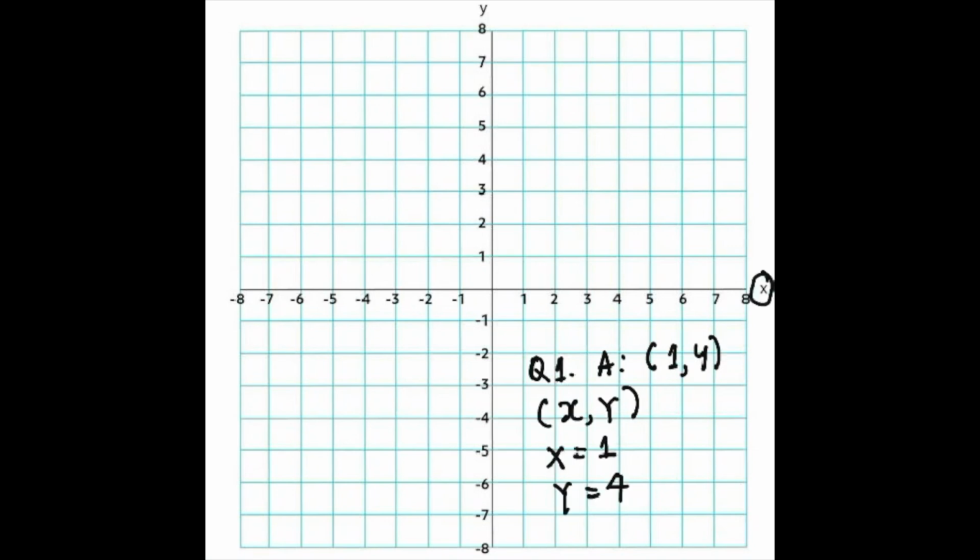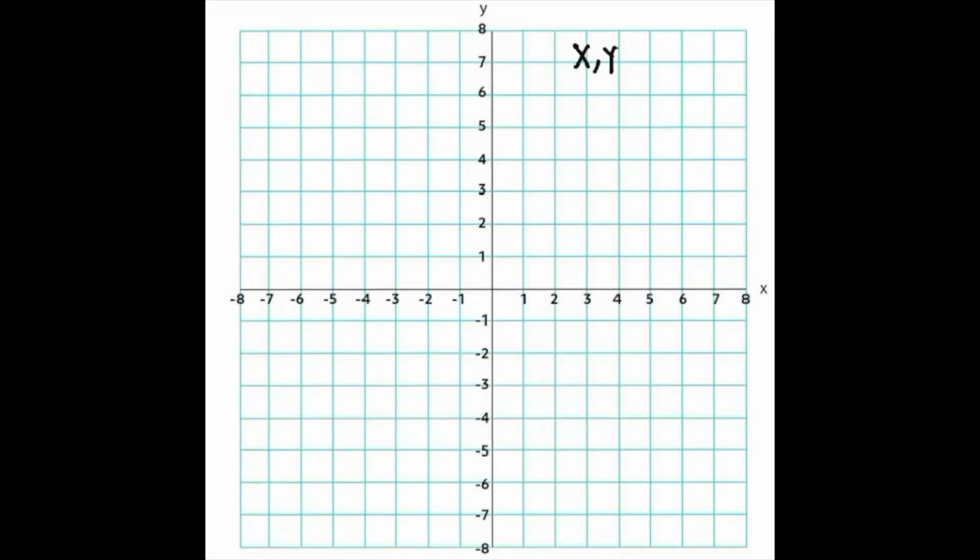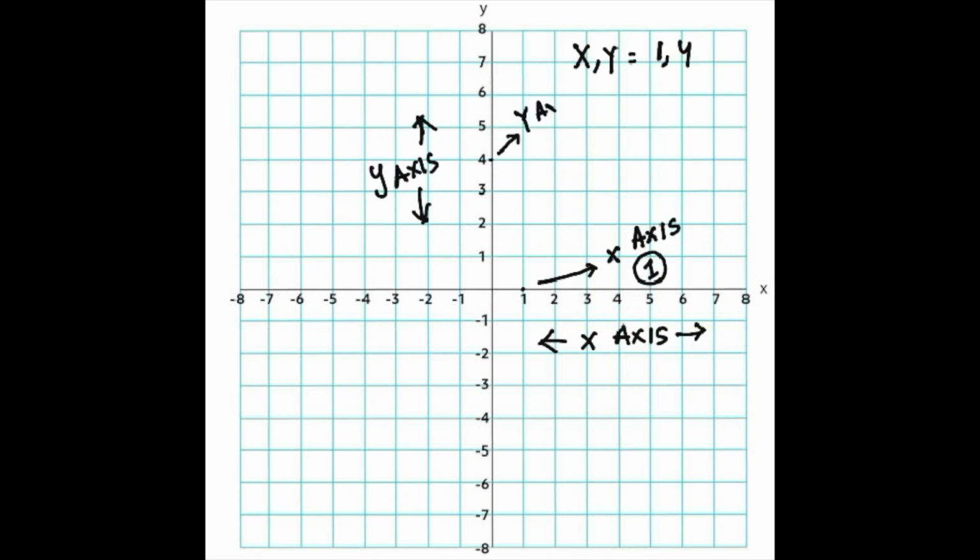and y is 4. Now (x, y) is equal to (1, 4). So this is the x-axis and we have to find the point 1. So this is the x-axis, point 1, and this is the y-axis. In this y-axis we have to find the point 4. This is the y-axis, point 4. Now join the lines. Now once you join the lines, the point which I am marking is point A. Point A is nothing but (1, 4).